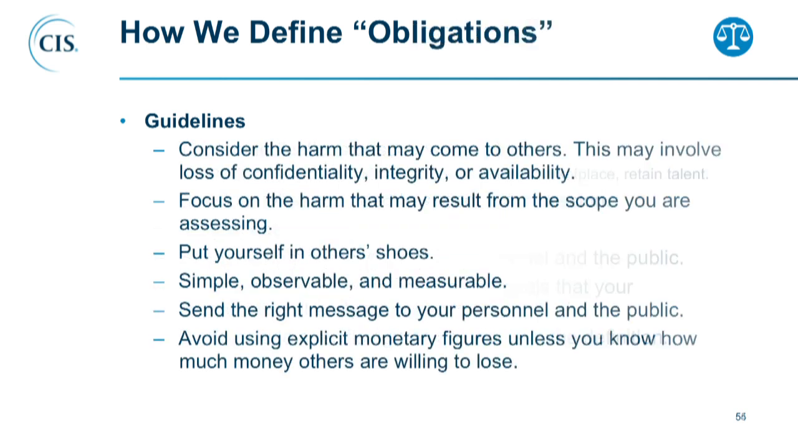Let's move ahead. Obligations. We do want to talk about the harm that might come to others, right? We have to put ourselves in their shoes when we think about how we're defining that. We want, again, simple, observable, measurable. Can I see this happening so that I know it was correct or not? And again, send the right message to the personnel and the public. I want to talk about what we're trying to achieve and what we're trying to save others from.